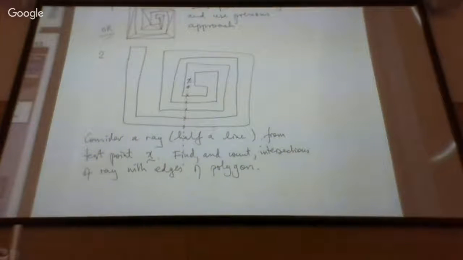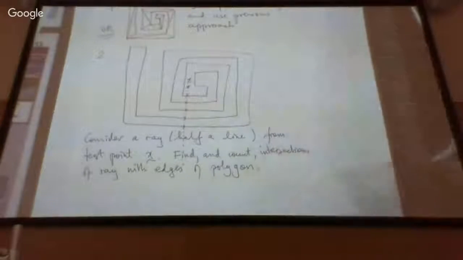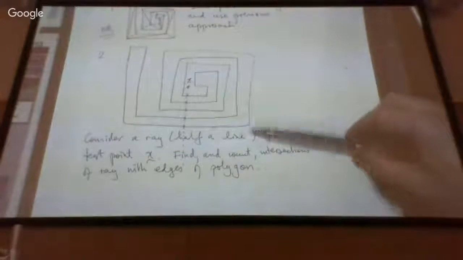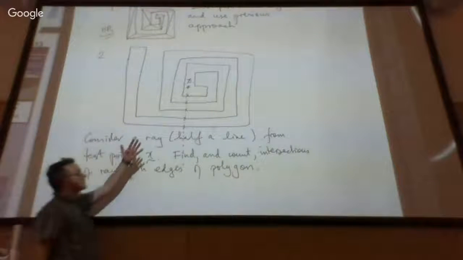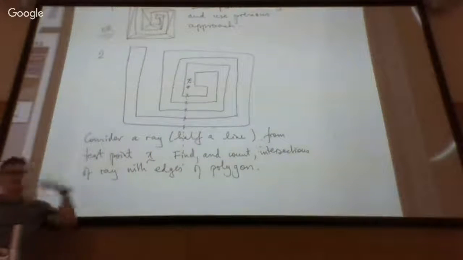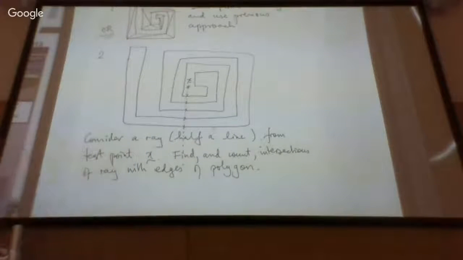The computer can certainly do that. I mean, the computer has all the information of the vertices of the polygon in order, so it can construct all the edges of the polygon, joining one vertex to the following vertex. The computer is given the coordinates at the starting point x. The computer can supply a direction for the ray. We can just come straight down the page.